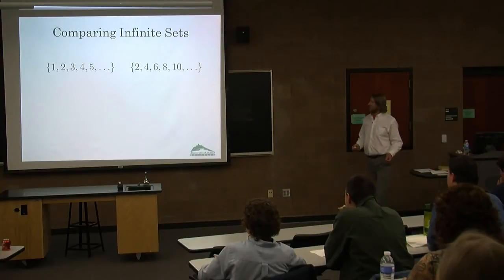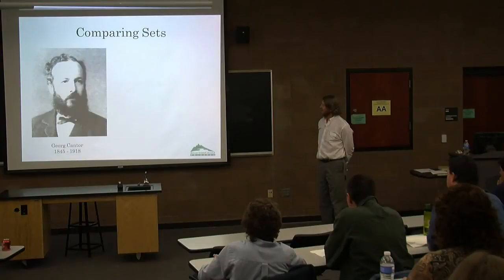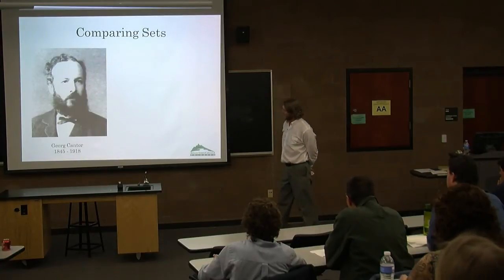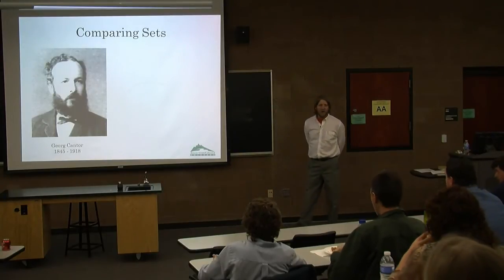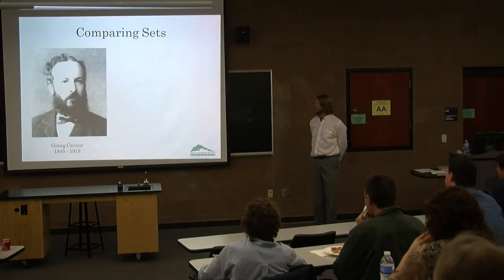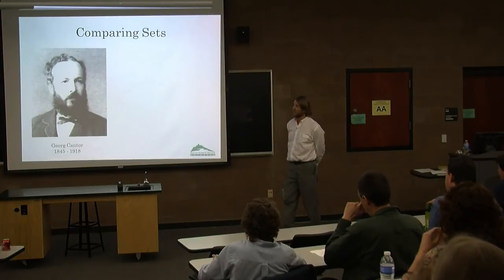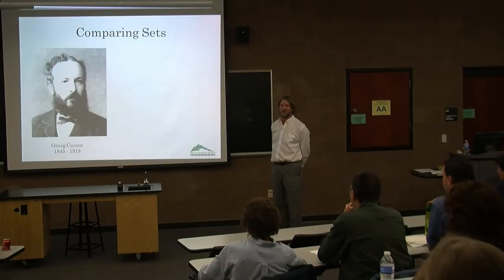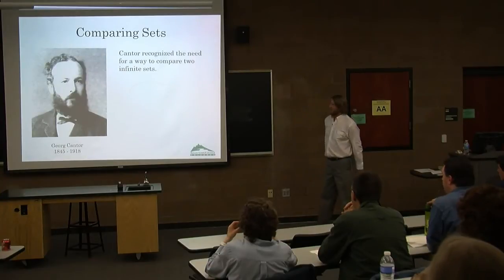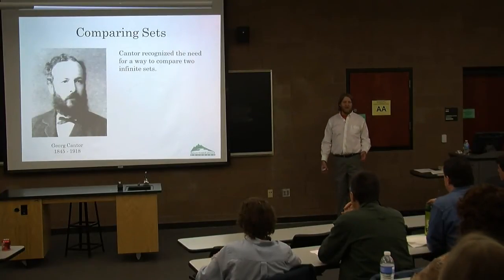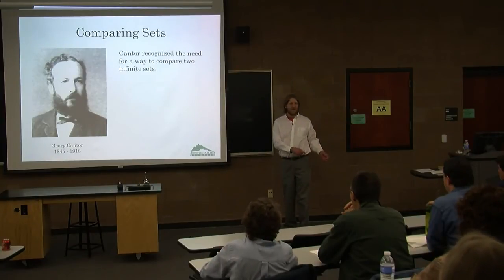And one of the most prominent mathematicians who tackled this problem was this guy, Georg Cantor. You see, he lived in the latter part of the 19th century. He was born in Russia to a Danish father and Russian mother, and then moved to Germany at the age of 11 and spent the rest of his life working in Germany. And he realized that we've got to have some way to compare two infinite sets, other than just saying, let's count all the ones in this set and let's count all the ones in that set.